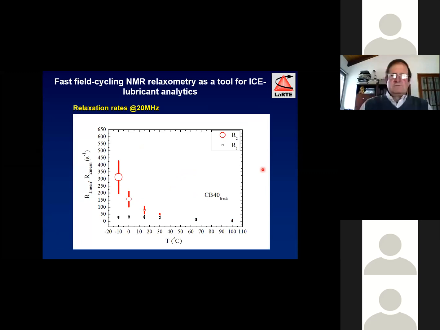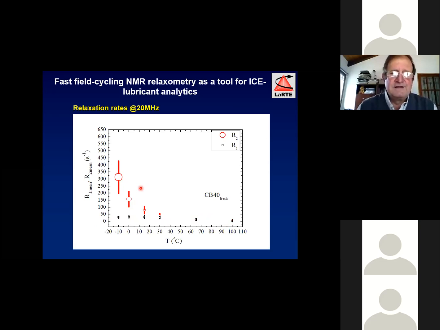Here we show relaxation rates measured at different temperatures, R1 and R2, measured in a mini-spec instrument at 20 megahertz. You see, T1 is not sensitive at 20 megahertz, at least as a function of the temperature. There's no important change here. T1 is permanently in a dynamical regime where nothing changes, but T2 is sensitive to the temperature.